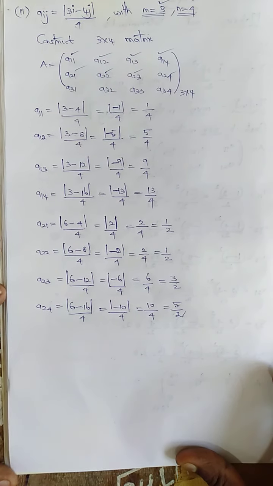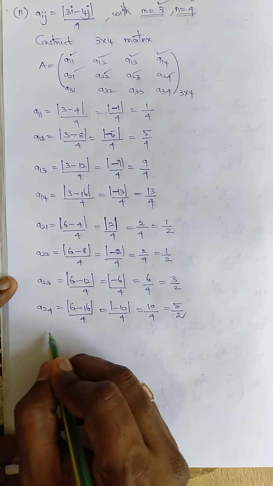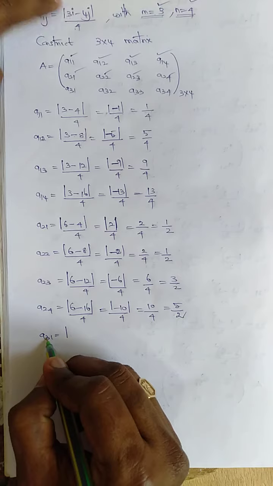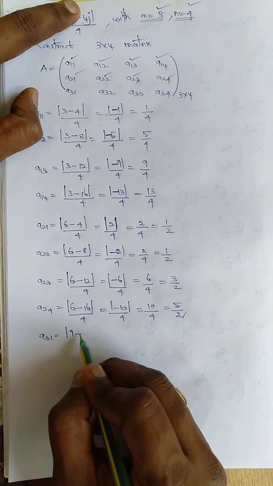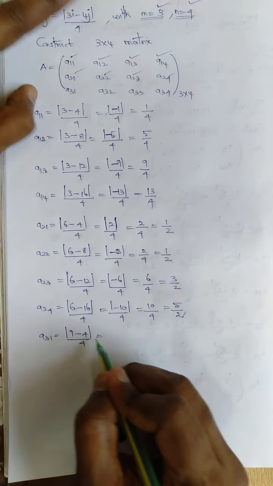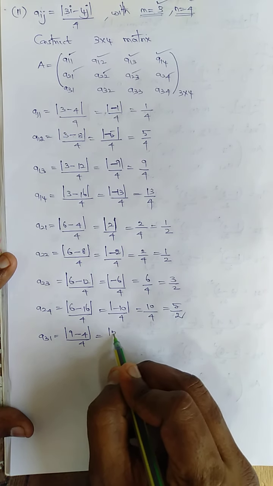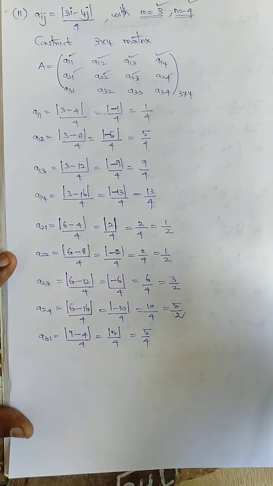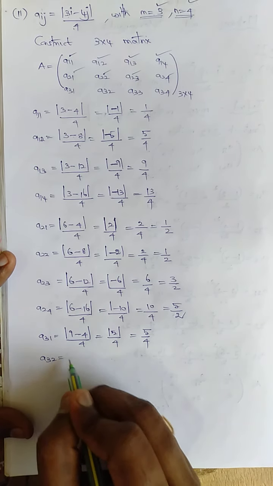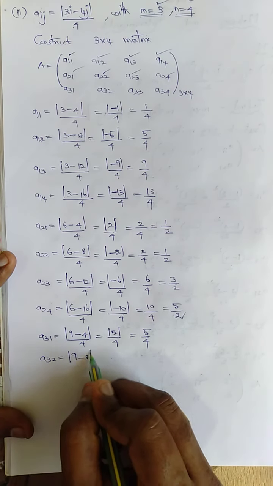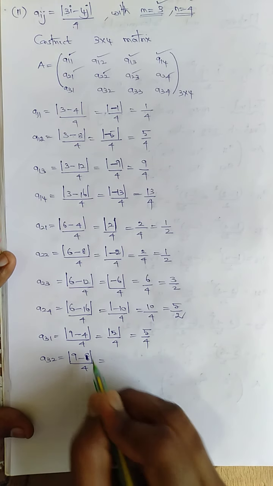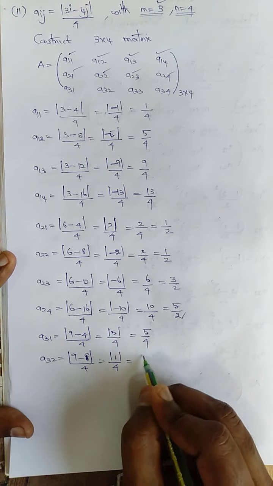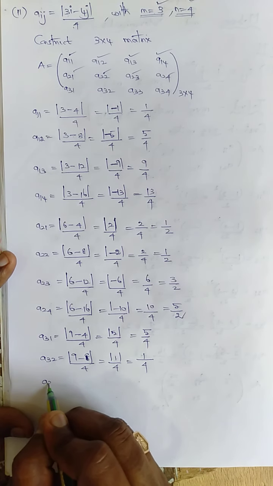Next I need to move towards the third row. The third row is a31. a31 is equal to, 3 3s are 9 minus 4 into 1 is 4, divided by 4. Modulus of 9 minus 4 is modulus of 5 by 4, which is nothing but 5 by 4. Next a32: modulus of 9 minus 4 2s are 8, divided by 4. 9 minus 8 is modulus of 1 by 4, which is 1 by 4.